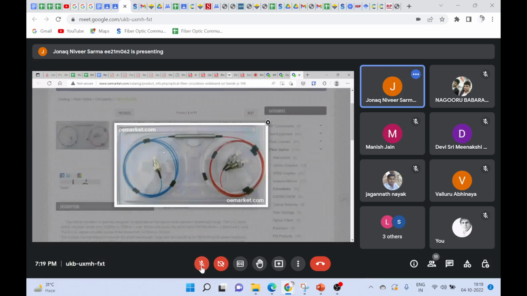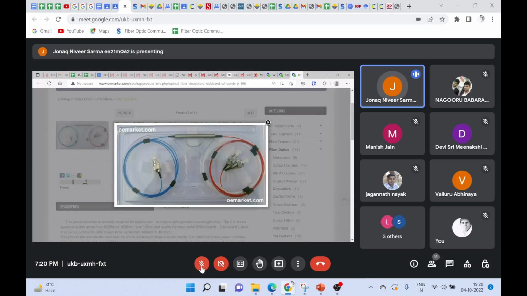This is how they typically sell: a component, and then pigtails are attached to them. These are usually SC-APC connectors. So in research, or if you see some component that is being sold, it will have SC connectors, which are also called subscriber connectors.